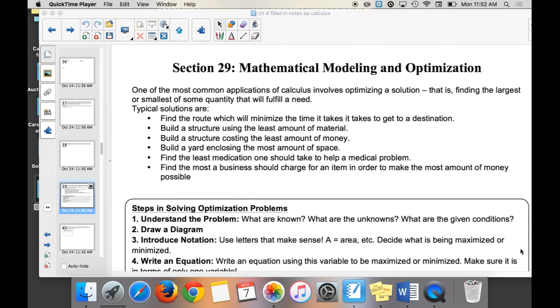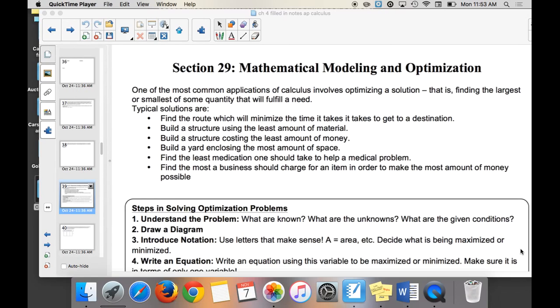Modeling and optimization. So these are going to involve story problems. I know it scares you whenever you see words, but you are in AP Calculus now, so I think you can handle it. So yes, we are going to have some words in these problems. All right, optimization means finding a maximum or minimum of something. So finding a maximum profit for a business or the minimum cost for a business, right? These are important things for us to know.